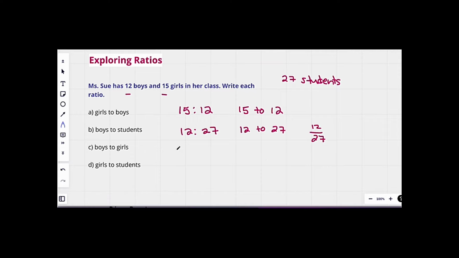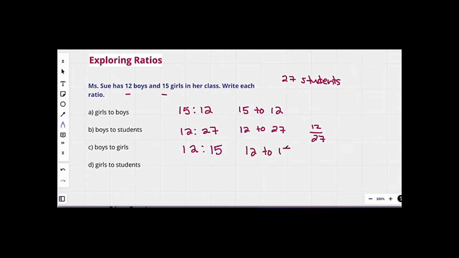Okay, what about boys to girls? Is that a part-to-part ratio or a part-to-whole ratio? It's a part-to-part ratio. We've got a part is the girls and another part is the boys. So what do we have? Boys, we've got 12 boys. To girls, how many girls do we have? 15 girls. So our ratio of boys to girls is 12 to 15, or we can write it as 12 to 15.